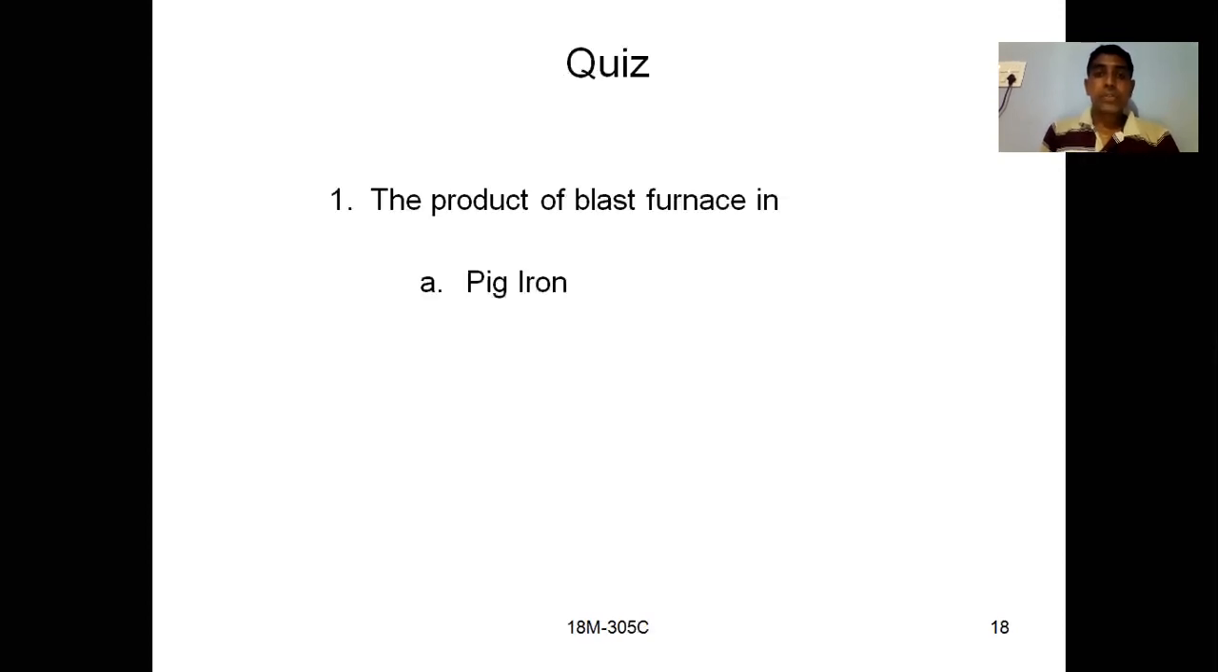Okay, so if you see the quiz, we will discuss some quiz questions here. The product of blast furnace: what you are going to get at the end of a blast furnace operation? Which product you are going to get? Pig iron.